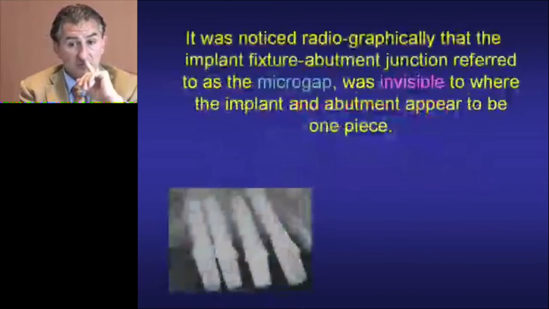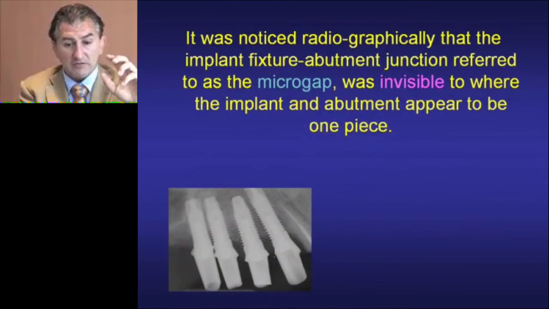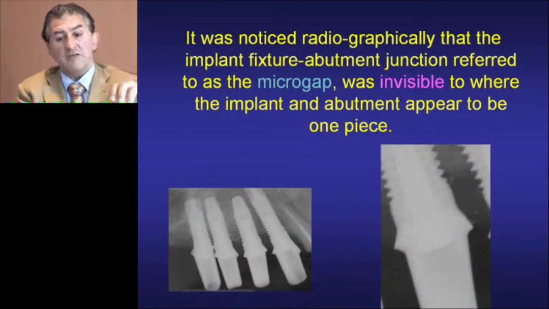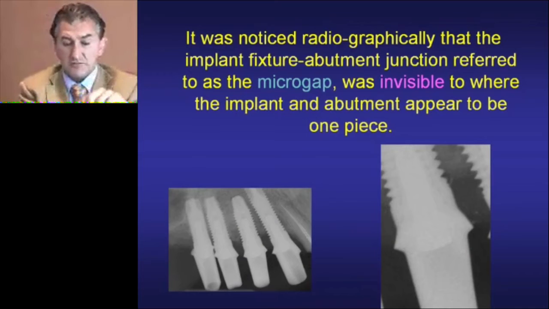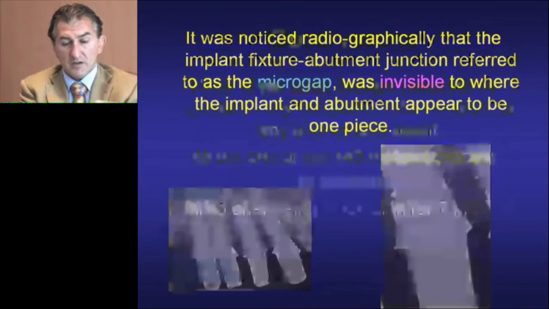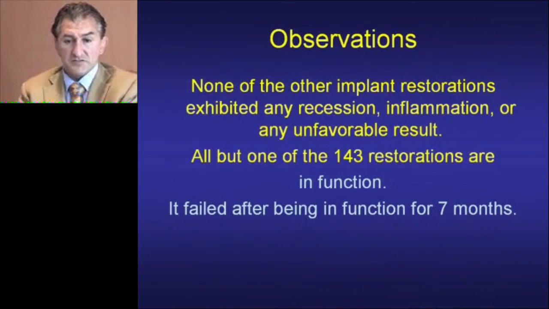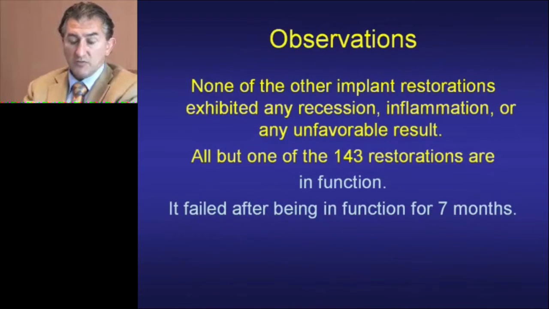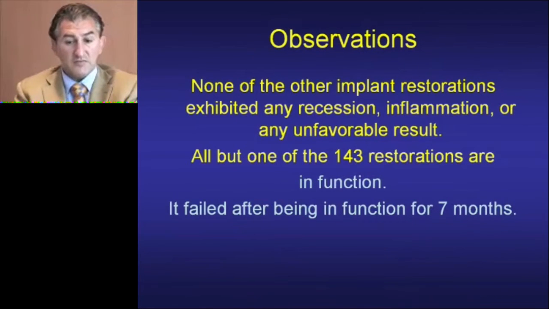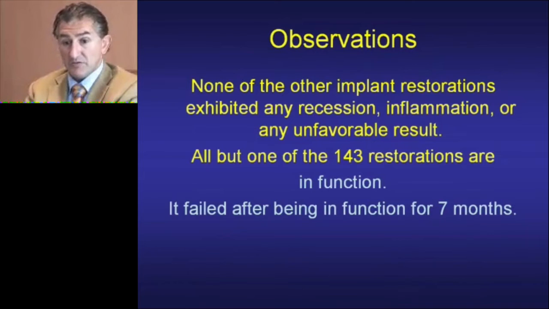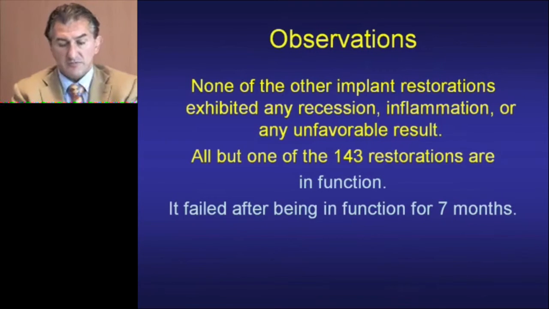We noticed that radiographically there was no micro gap, and it was virtually invisible, so that was a good thing. You had a machine product with another machine product, and you really couldn't see the microgap. None of the other implant restorations exhibited recession, inflammation, or any unfavorable result. Of the 143 restorations, all but one are in function. It failed 7 months after restoration. It was a first premolar. We don't know why it failed, but it has recently been replaced with a new implant restoration.